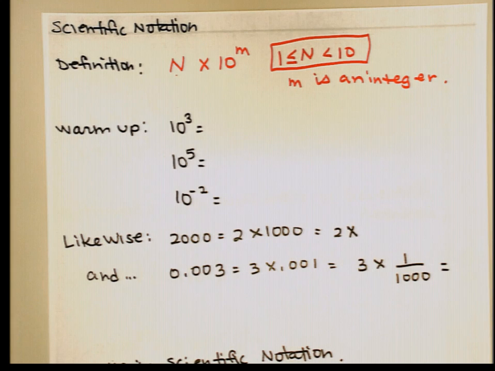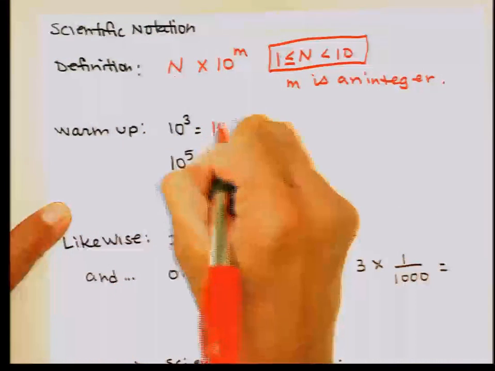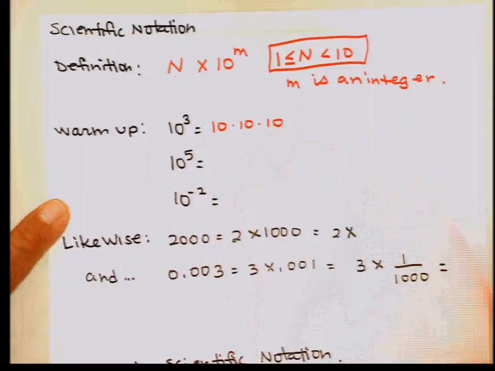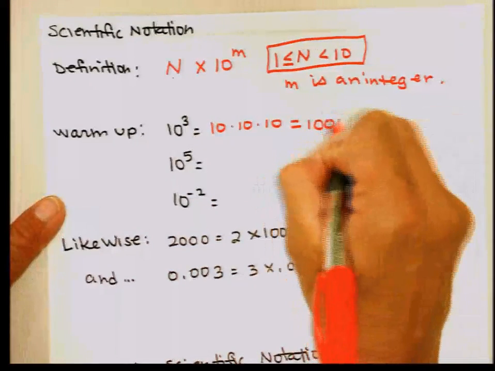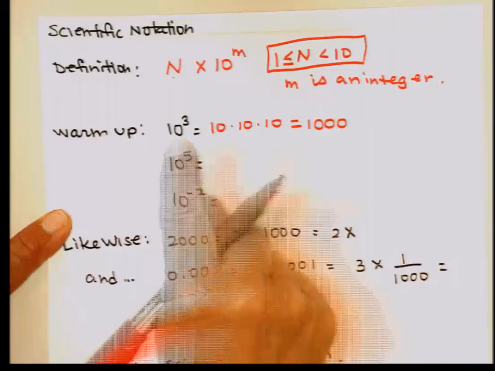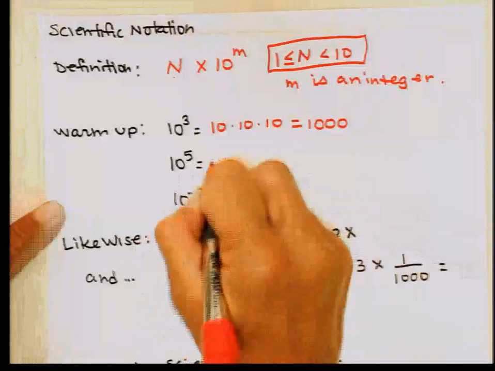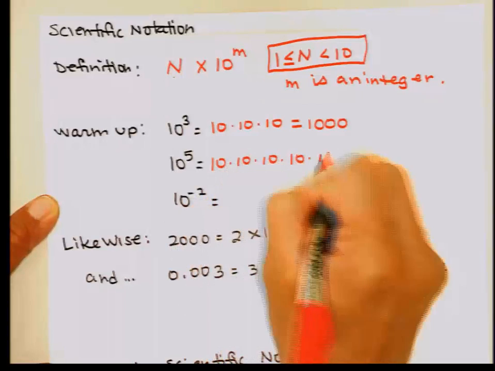So I have 10 cubed. What is that the same thing as? So 10 cubed, 10 to the m, right? M is 3. So, right, that exponent tells me how many factors I have. 10 times 10 times 10. And 10 times 10 times 10 is 1,000. So 10 cubed is the scientific notation way to write 1,000. 10 to the 5th. 10, 10, 10. 5 of them, right?